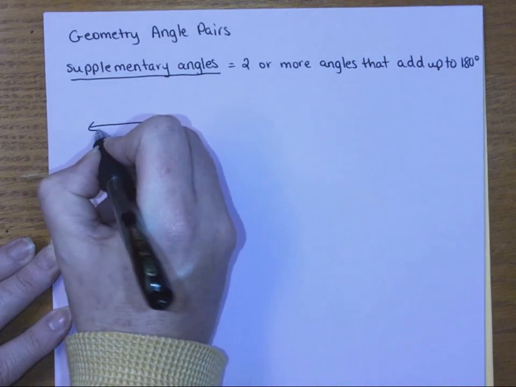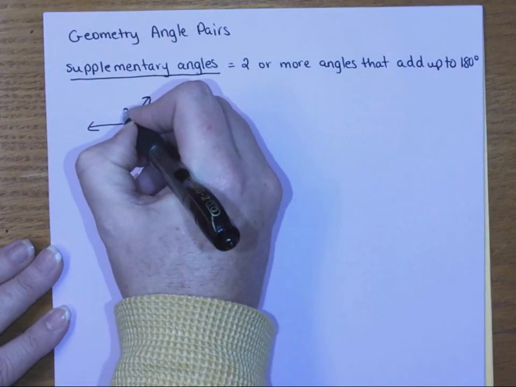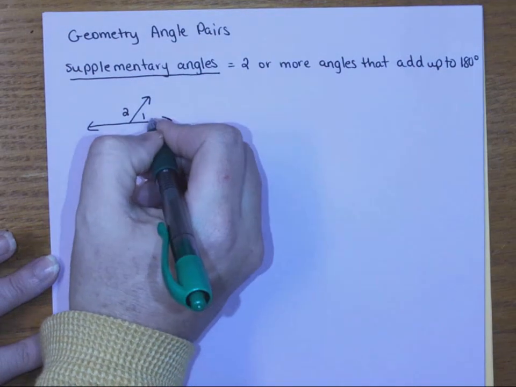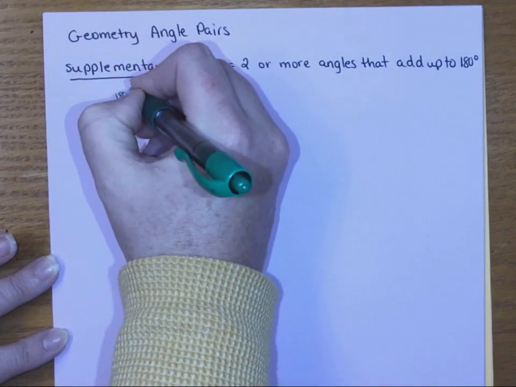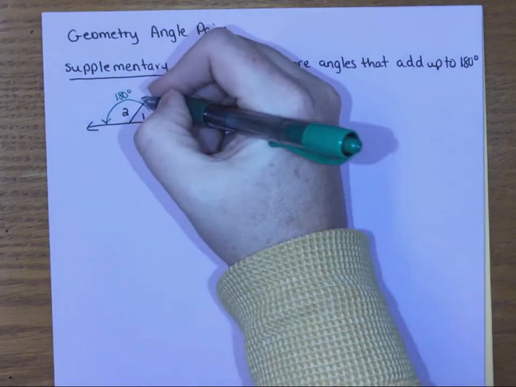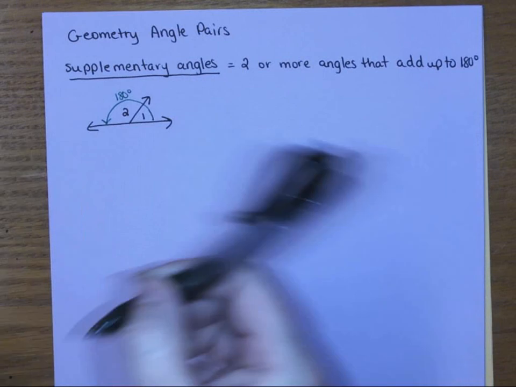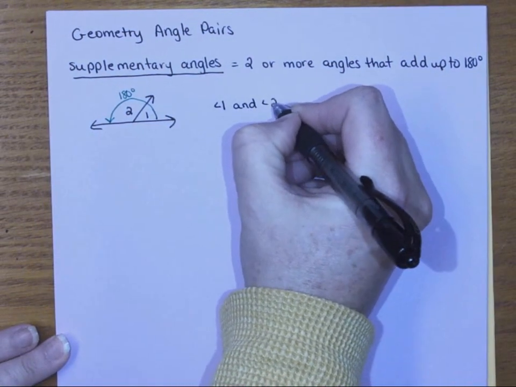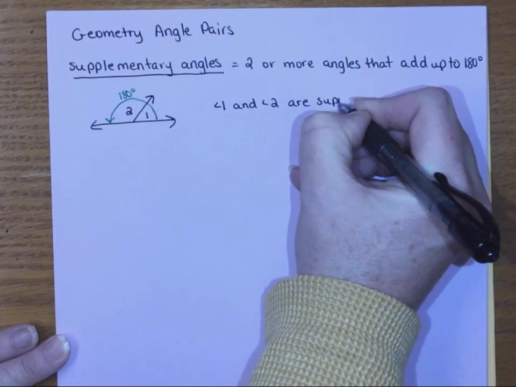Okay, so we practiced this a little bit before, but if I called this angle 1 and this angle 2, notice that if I added these up, and I'm not really telling you what each of them is individually, although we could measure them with a protractor, I'm telling you that that's 180 degrees from one side of the line to the other. Okay, so we would say angle 1 and angle 2 are supplementary.